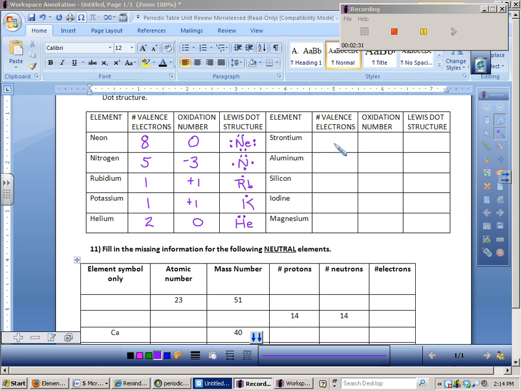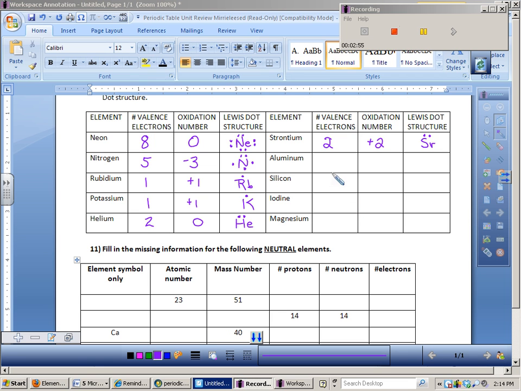All right, moving across, we have strontium. Strontium is in group 2, so he will have 2 valence electrons. That's less than 4. He gives them away. If we subtract -2, we end up with a +2 charge. We have Sr as his symbol, 2 valence electrons. That's a pair of dots.